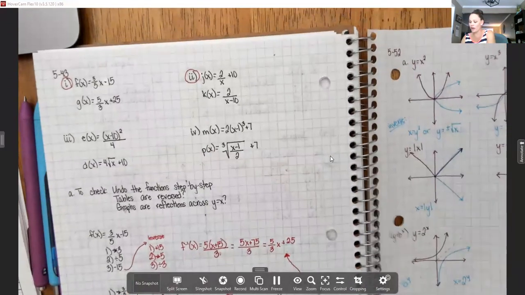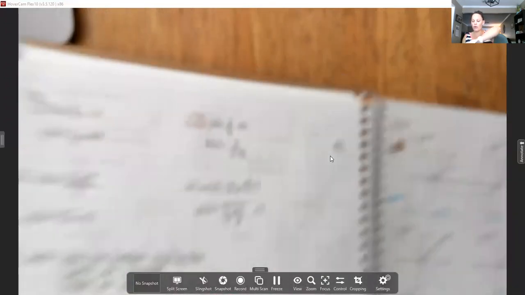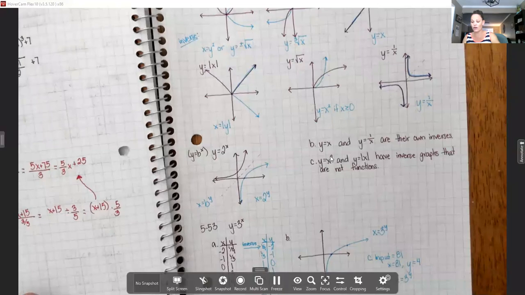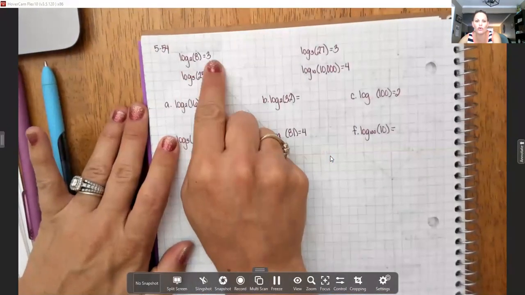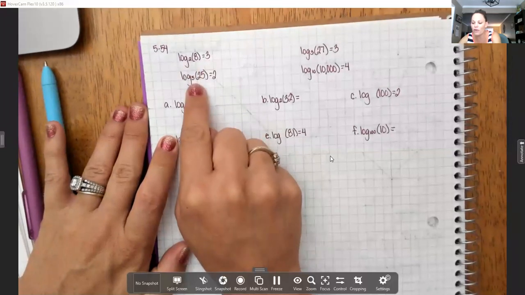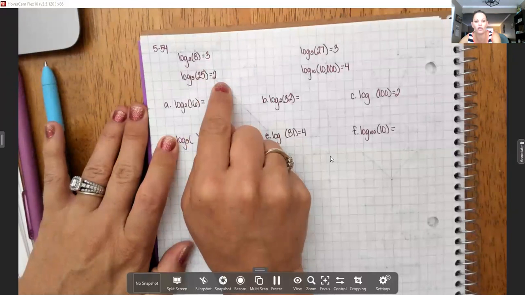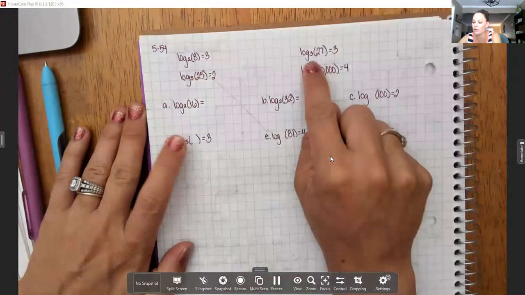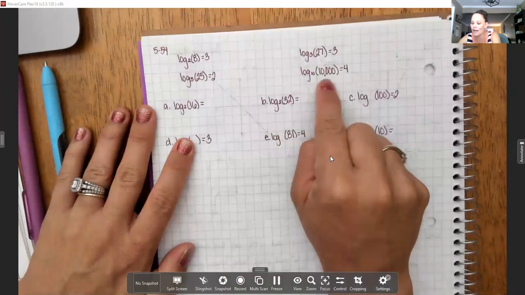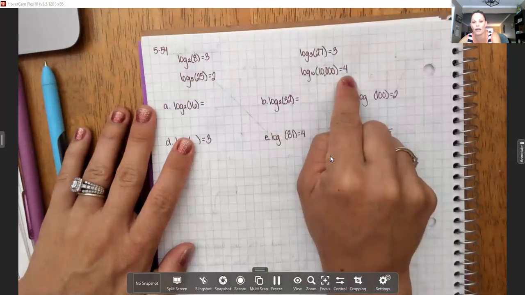So I said, think back about what we were doing over here. We were talking about an exponential and then we talked about its inverse. So if you think, how are the numbers 2, 8, and 3 related? How are the numbers 5, 25, and 2 related? How are the numbers 3, 27, and 3 related? How are the numbers 10, 10,000, and 4 related?